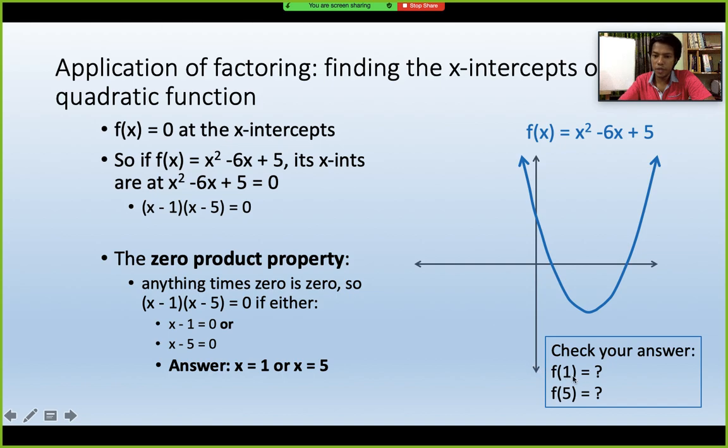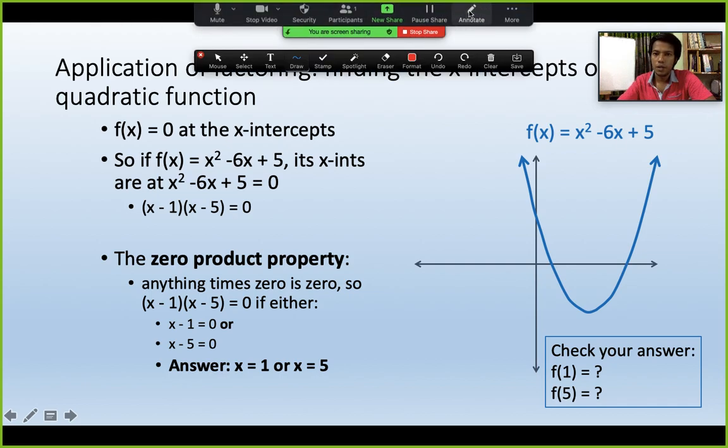And if you put 1 in the function, the answer will become 0. If they are x-intercepts and you put them back in the function, the answer will become 0. You can try. Let me show you with 1.